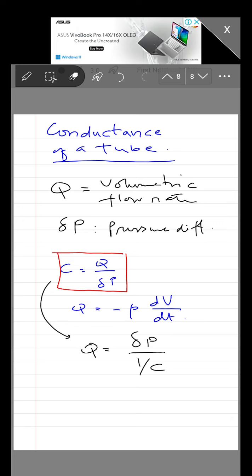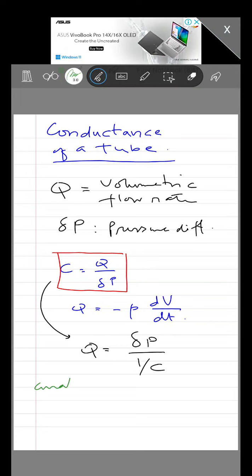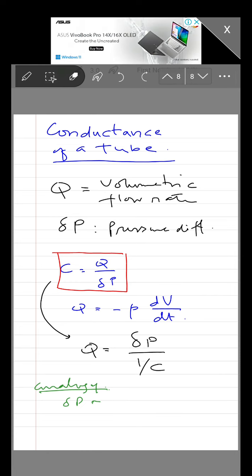Now if we compare this with the electrical conductance, we draw an analogy with electrical circuits, and we write that delta P is equivalent to the potential difference and the volumetric flow rate Q we consider as the current, so then this value 1 by C becomes the electrical resistance R.